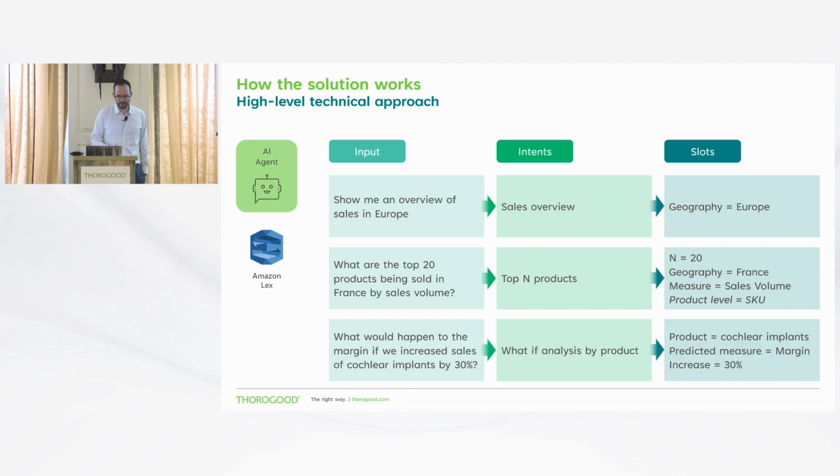And then one final example: what would happen to the margin if we increased sales of cochlear implants by 30%? That'll run a what-if analysis by product, and it can pick up various different parameters from the way the user asks the question.